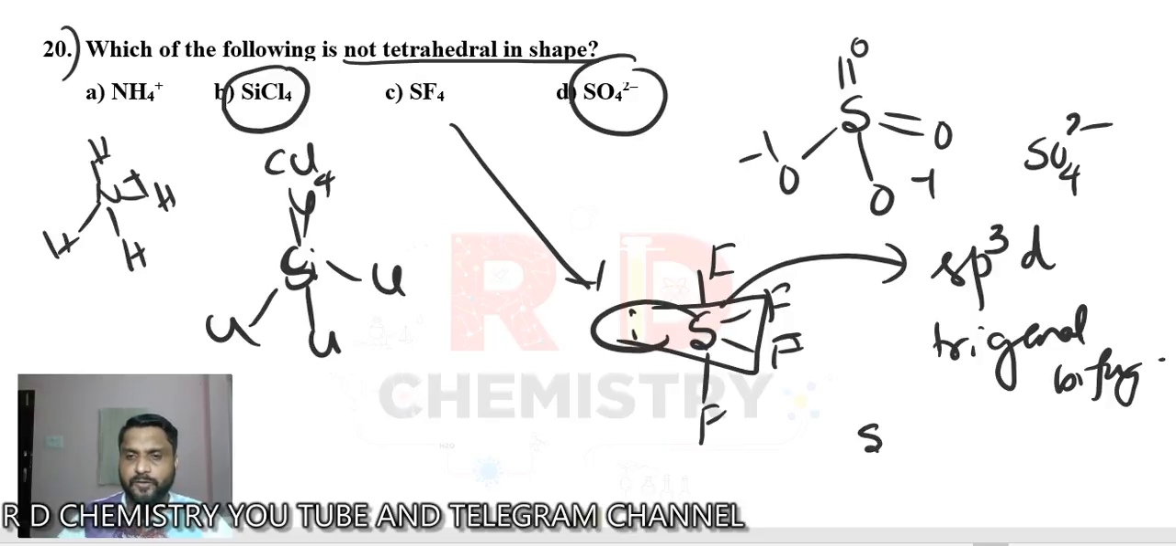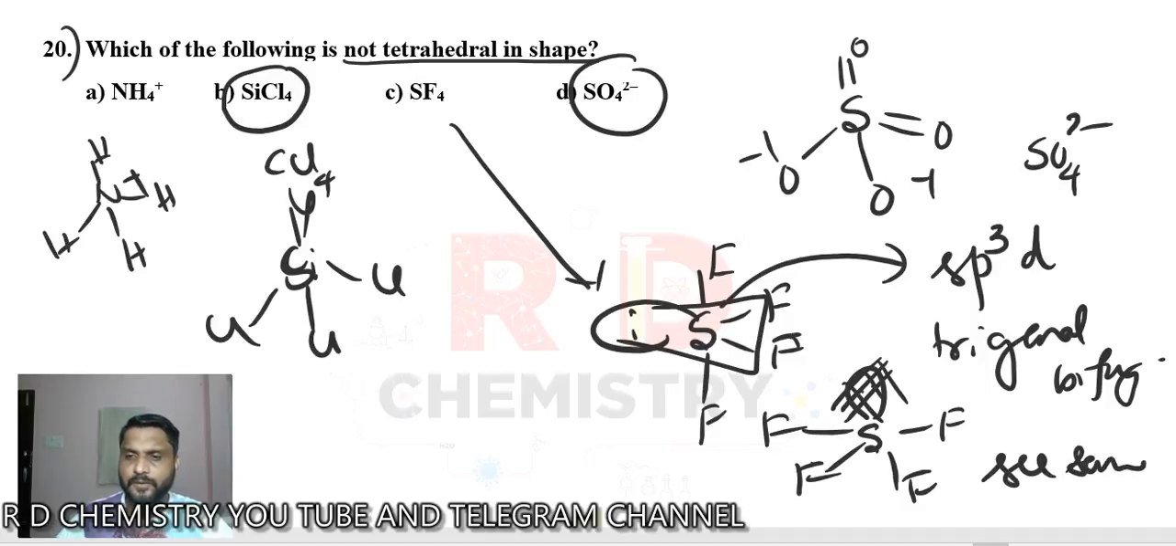Let me rotate this one. Sulfur, fluorine and fluorine, then fluorine and fluorine. One lone pair above it. So forget about the lone pair for the shape. So actually it has got the seesaw shape. Geometry is based on the hybridization, and the shape is without the lone pair, involving only the sigma or the pi bonds. So the answer is option number C. Clear?